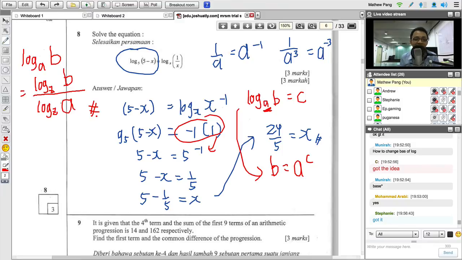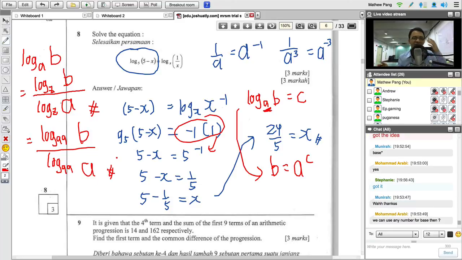Let's say today I want to change to log base 99. So I will write log 99 over log 99. The bigger number I write on the top, and the base number I write on the bottom. Then the process is done. You can change to whatever base you want, it doesn't matter, but normally we will change to a related base. We will not randomly change to something unrelated.